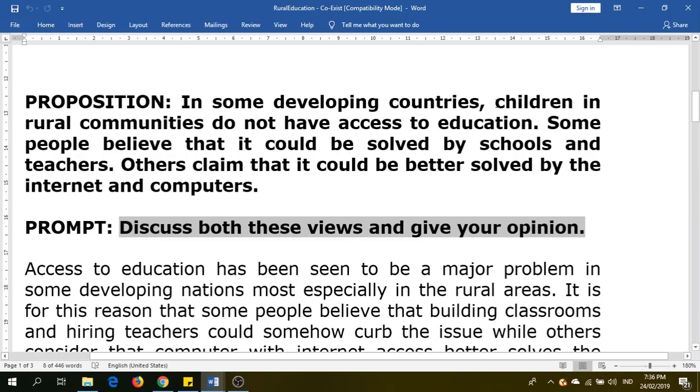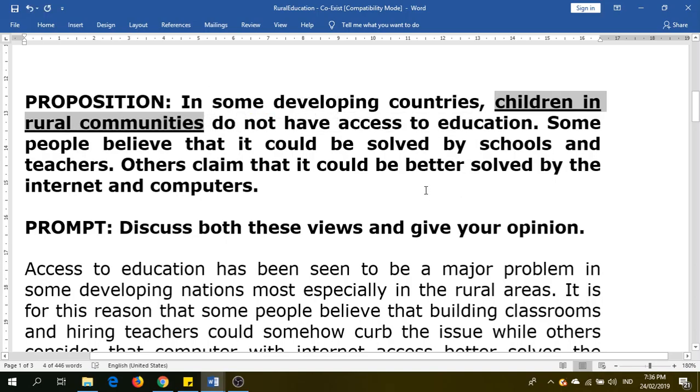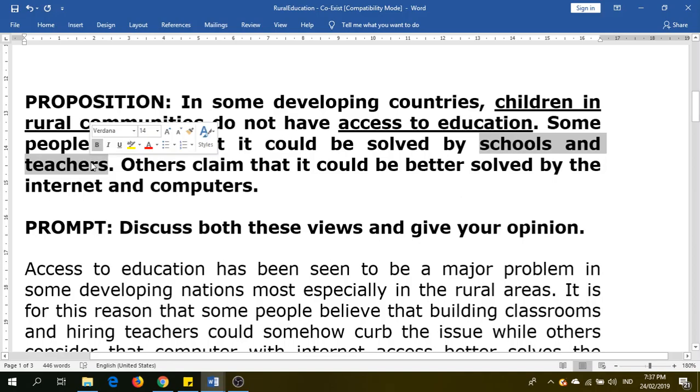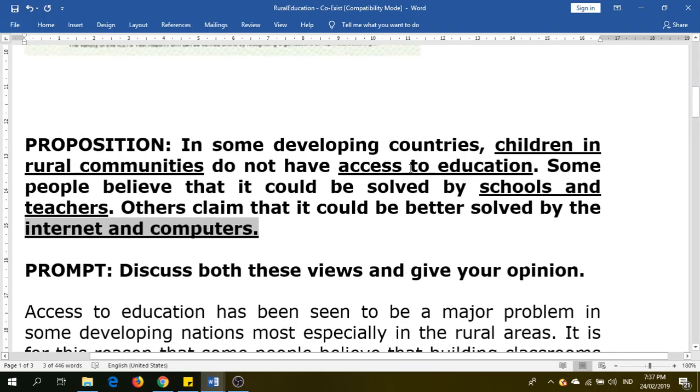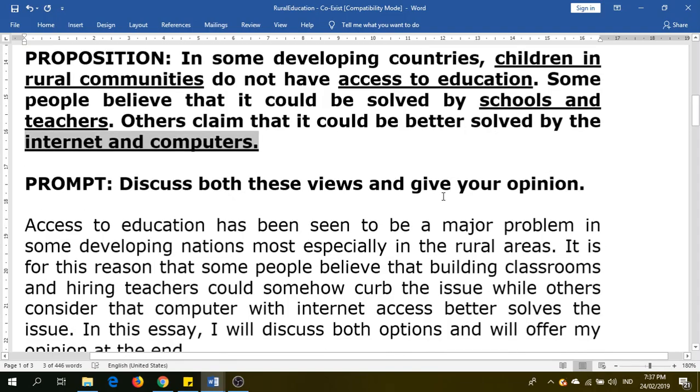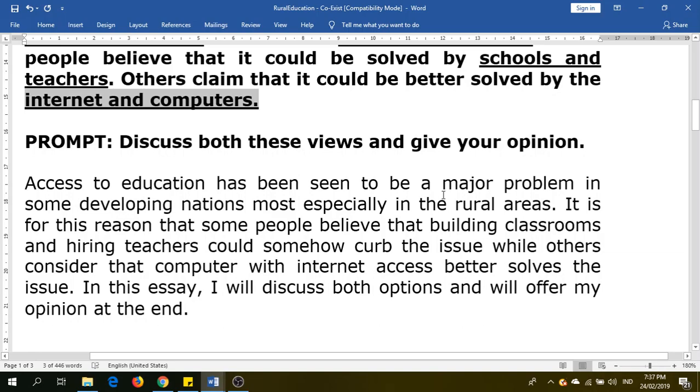For example, children in rural communities. There, we need to underline that. And then, of course, we are talking about access to education. All right. So to solve this access, then some people say that schools and teachers are needed in order to ensure that rural children will have access to computers, but others say it's better solved by the internet and computers. So with that having been said, I think we have covered all the key words or the key phrases, and then we can now begin to write the essay.